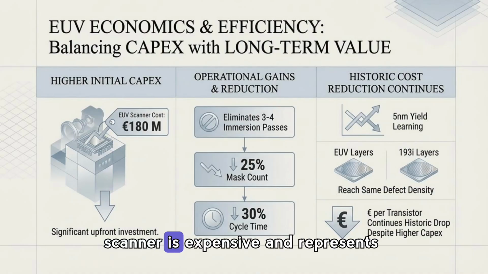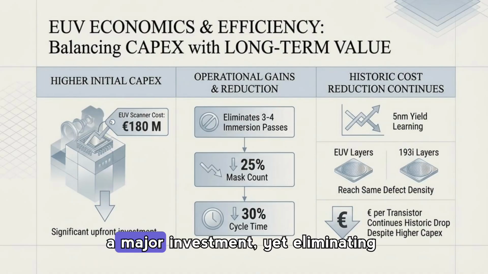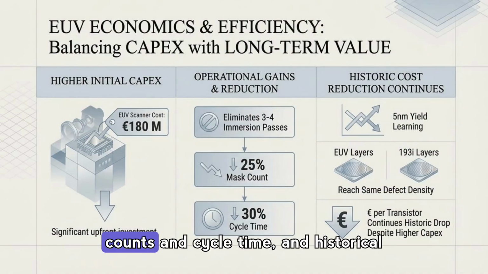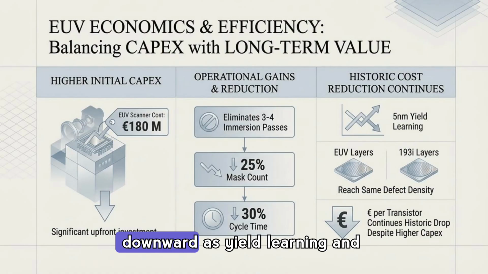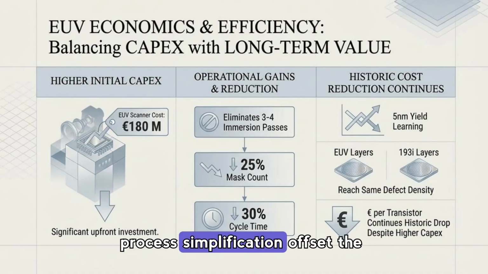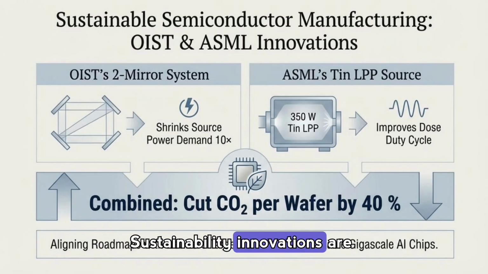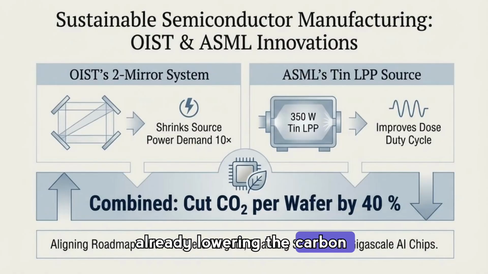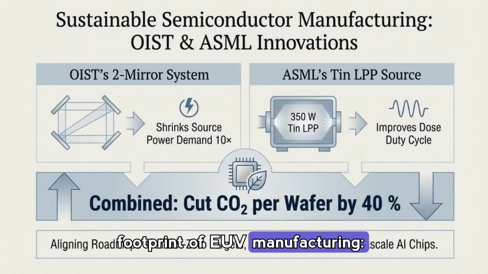EUV requires higher upfront investment, but the economic slide shows how that capex is balanced by operational gains. A single scanner is expensive and represents a major investment, yet eliminating immersion steps can reduce mask counts and cycle time, and historical cost per transistor trends continue downward as yield learning and process simplification offset the higher equipment cost over time.